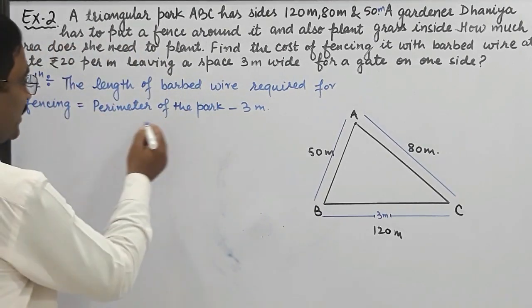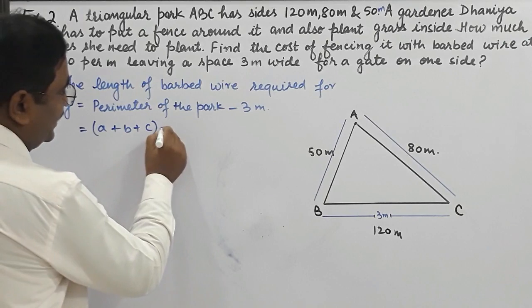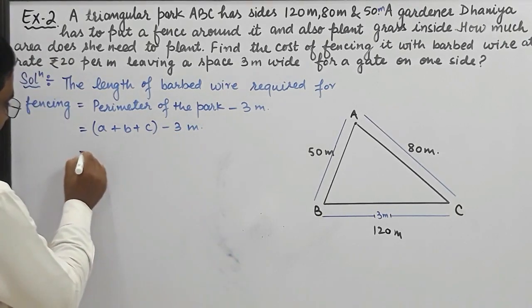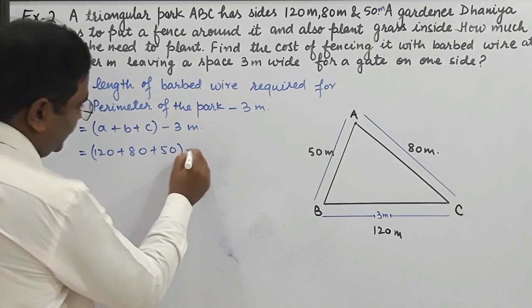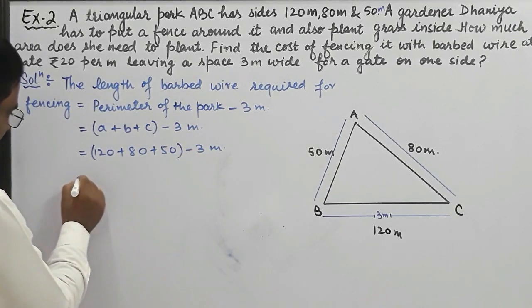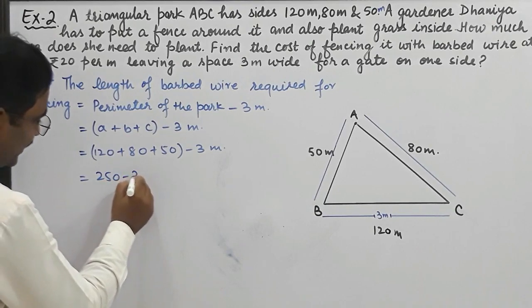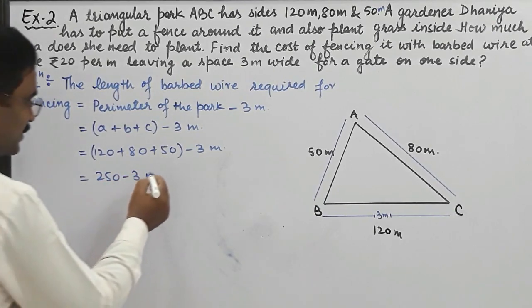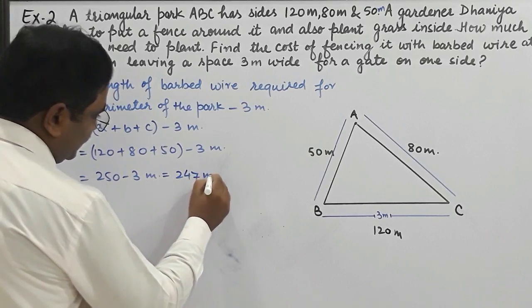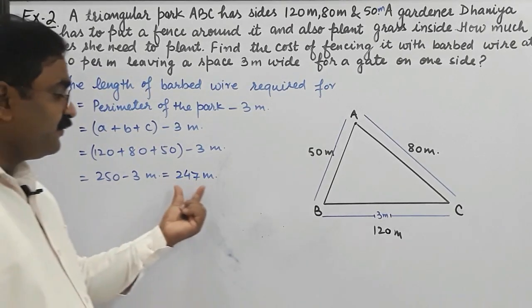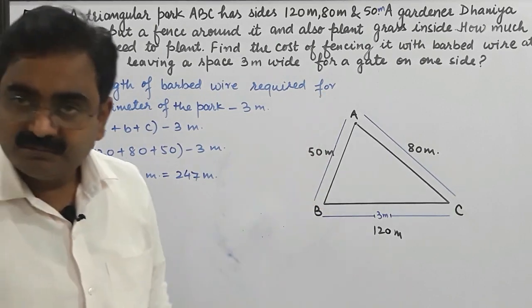Now the perimeter of the park is equal to A plus B plus C minus 3 meter. The measure of A is 120 meter plus 80 meter plus 50 minus 3 meter. This is equal to 250 minus 3 meter, which is equal to 247 meter. It means this is the length of fence, or you can say this is the length of barbed wire required to fence this triangular park.